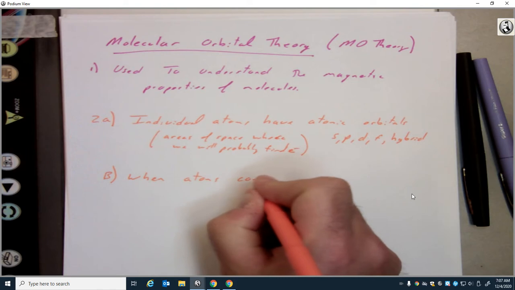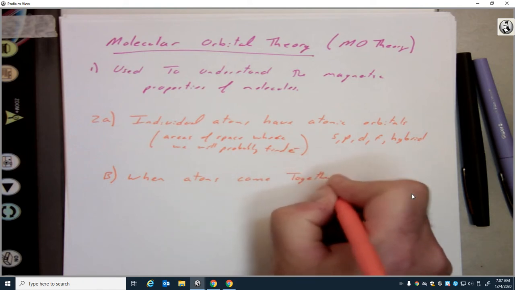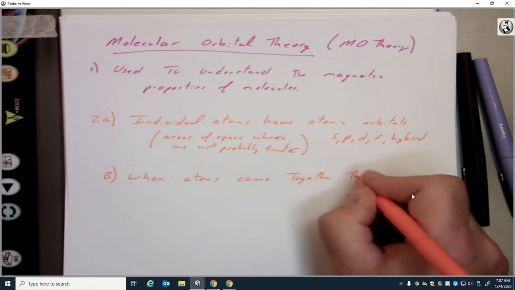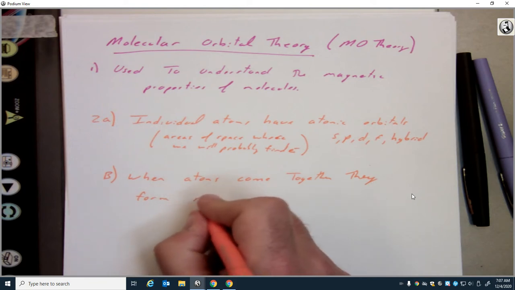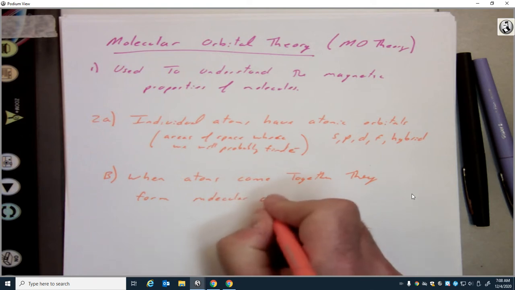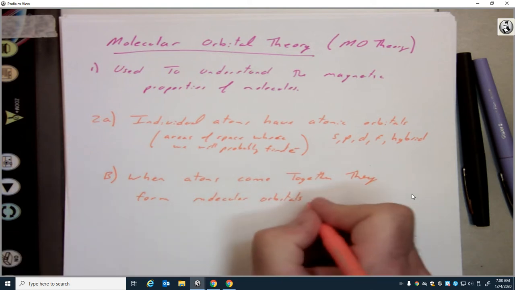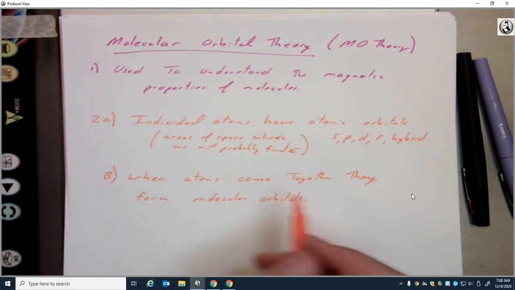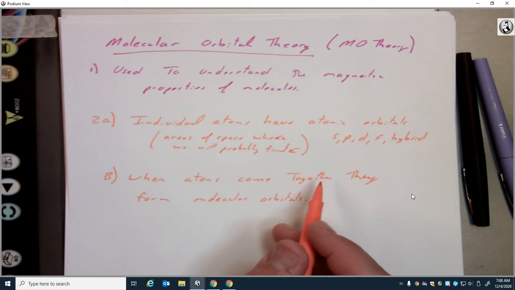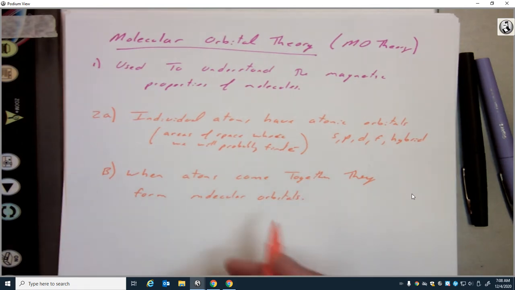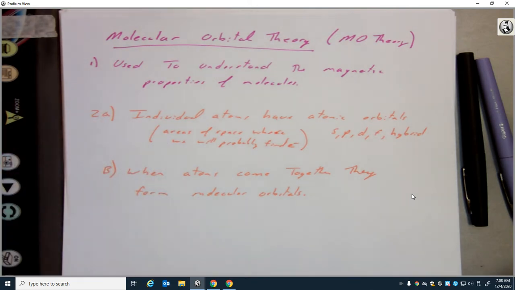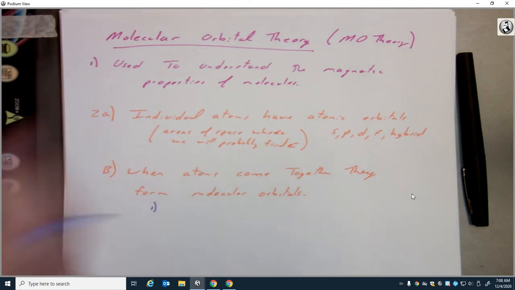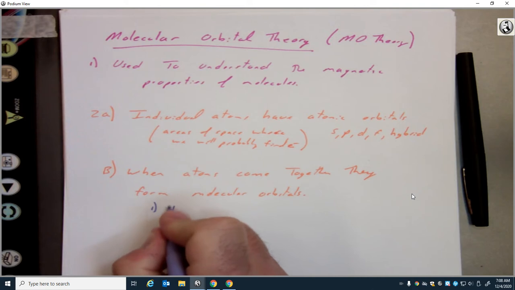All right. So when atoms come together, they form molecular orbitals. So remember, when two atoms bond and come together, their orbitals overlap. That overlap forms molecular orbitals. So there's some things here we've got to talk about.